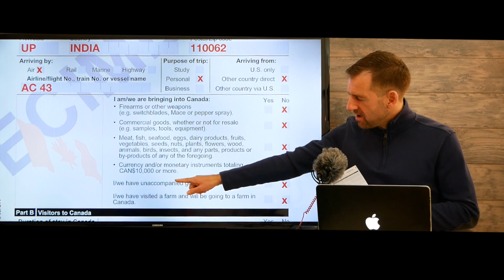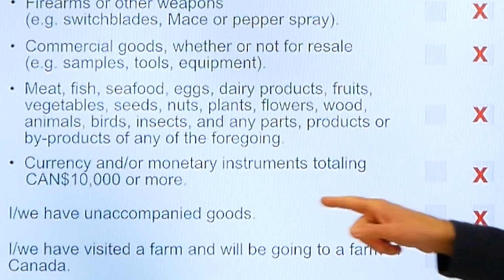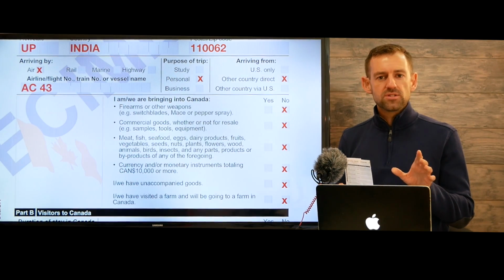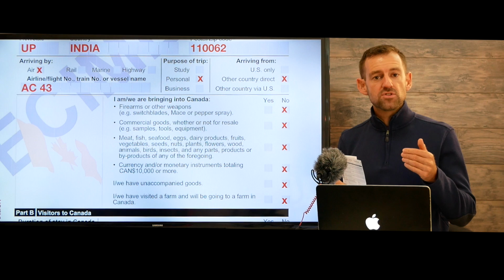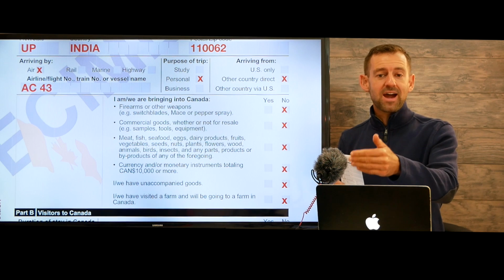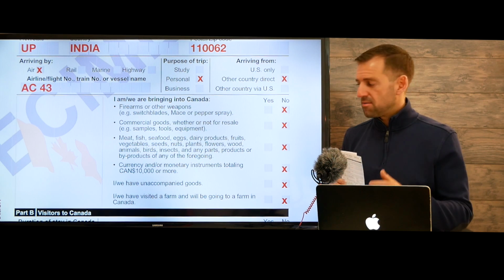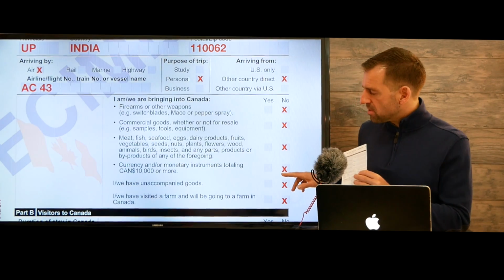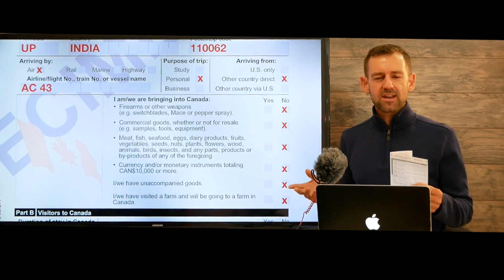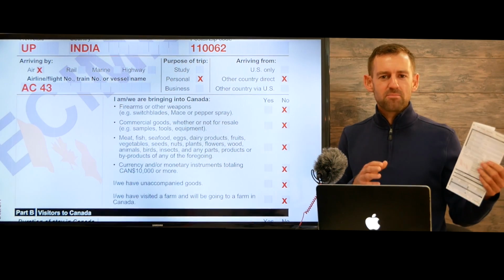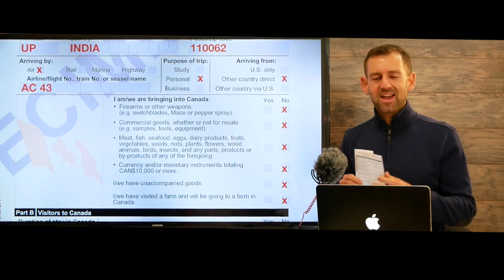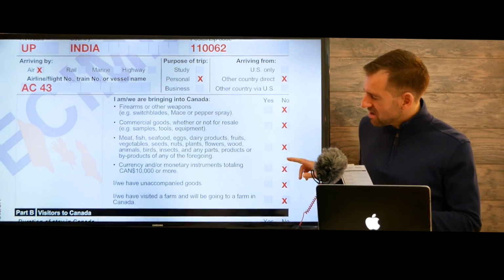Here it says, I have unaccompanied goods. Unaccompanied goods means things that you've shipped to Canada that will arrive after you get there. And most people probably know, unless you're moving to Canada and you put all your stuff on a boat and shipped it to Canada, but it's probably not. So we're going to say no.